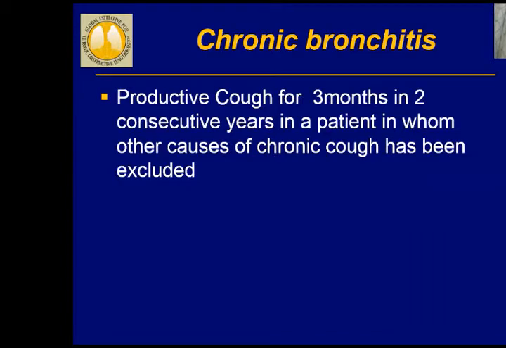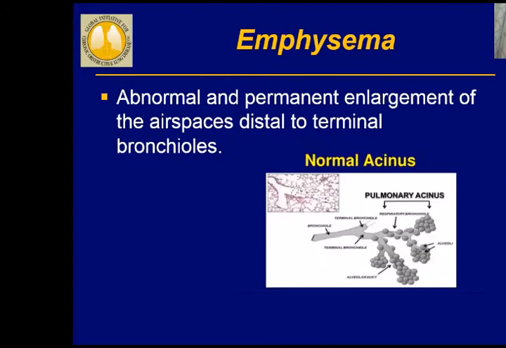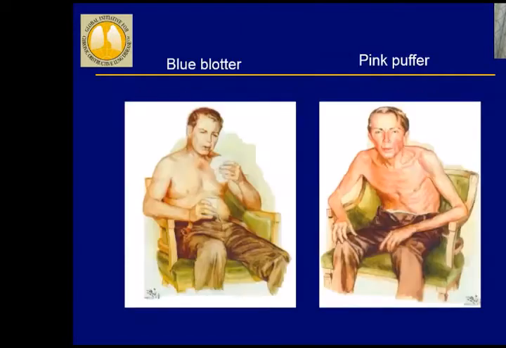Basically, if you have cough for two consecutive years for more than 3 months, this is called chronic bronchitis. Now, it is included that you should have airway obstruction with that. What is emphysema? Abnormal and permanent enlargement of air spaces distal to the terminal bronchiole, as shown here. These are alveoli. When they swell up, this is called emphysema, and emphysema results in loss of elasticity of the lung.